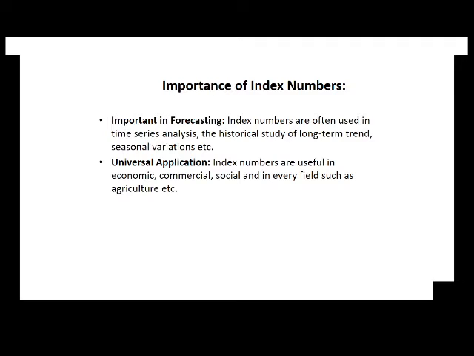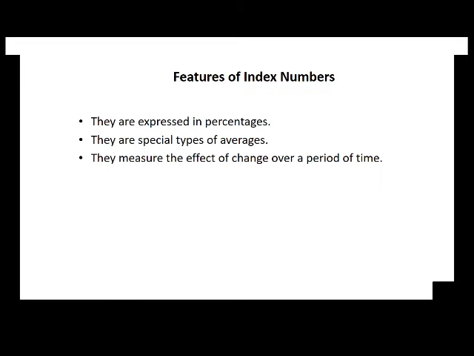So next importance, important in forecasting. In such times, index numbers help us a lot. Index numbers are often used in time series analysis, the historical study of long term trend, seasonal variations, etc. So next importance, universal application. Index numbers are useful in economic, commercial, social and in every field such as agriculture, etc.